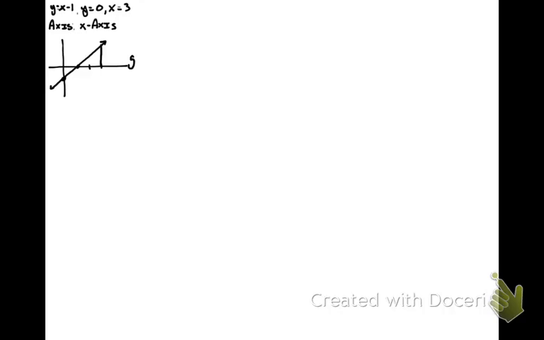In this example, we've got a region enclosed by y equals x minus 1, y equals 0, and x equals 3, and it's being rotated around the x-axis. And so I'm going to sketch the picture.